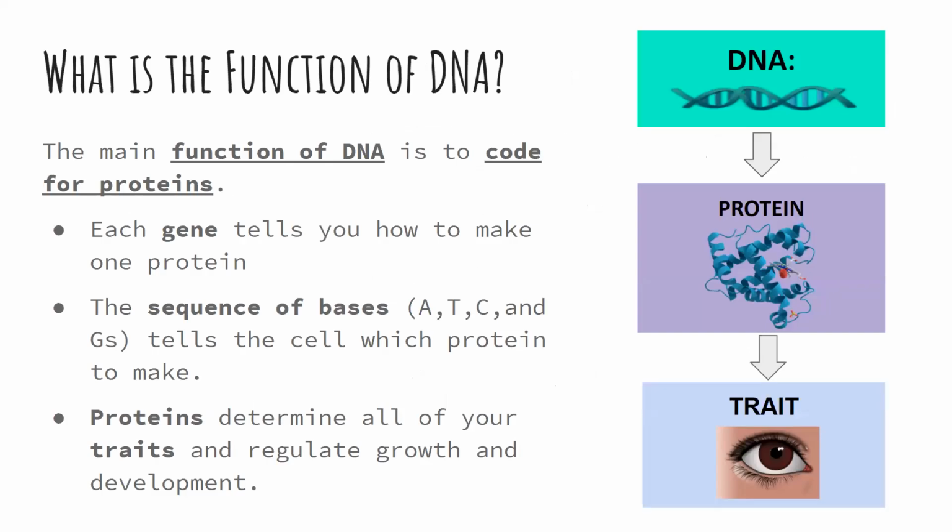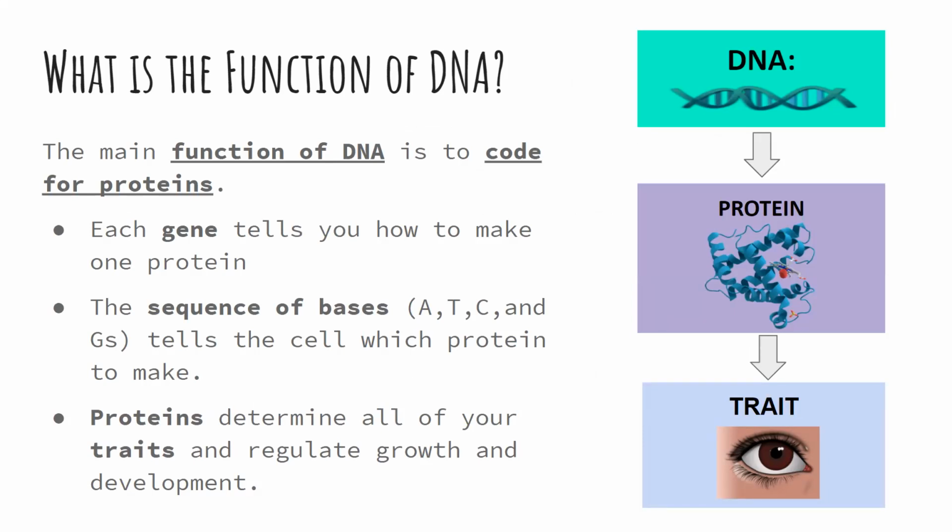So the main function of DNA is to code for our proteins. Each gene, each section of DNA, tells us how to make one protein. So there's a gene for coding for your eye color, a gene for your height, a gene for your hair texture, a gene for your dimples, or a gene for your hitchhiker's thumb. Each one of those genes tells the ribosome how to make a protein.